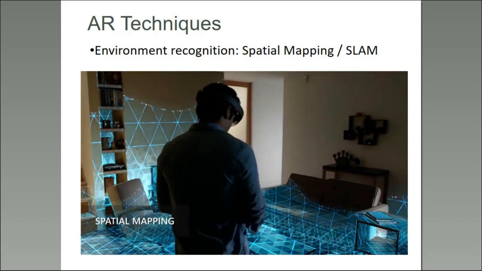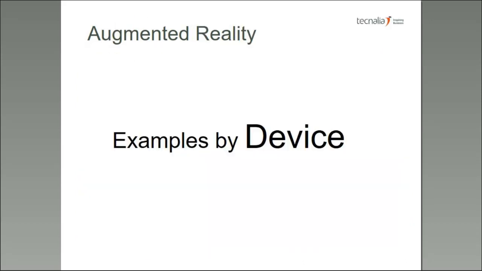It creates a 3D map of the real world and compares every time what it sees against the map that it has in its memory. So it is able to place virtual objects in the environment. The results are very robust, as you will see later, and the Microsoft HoloLens uses this spatial mapping.